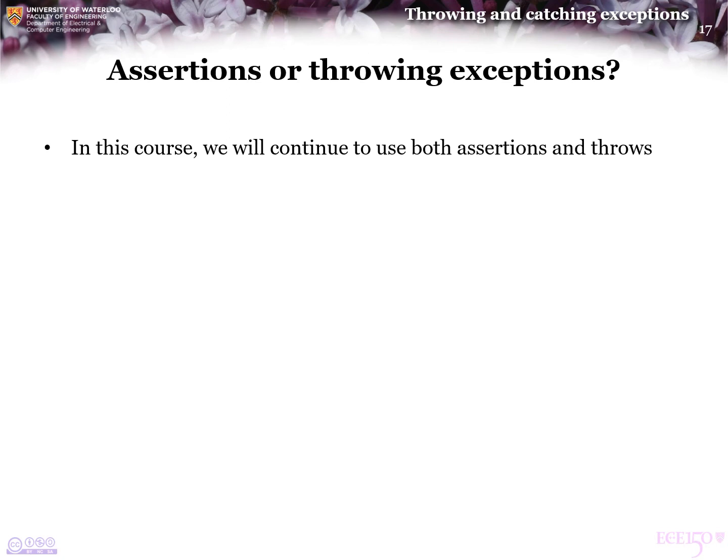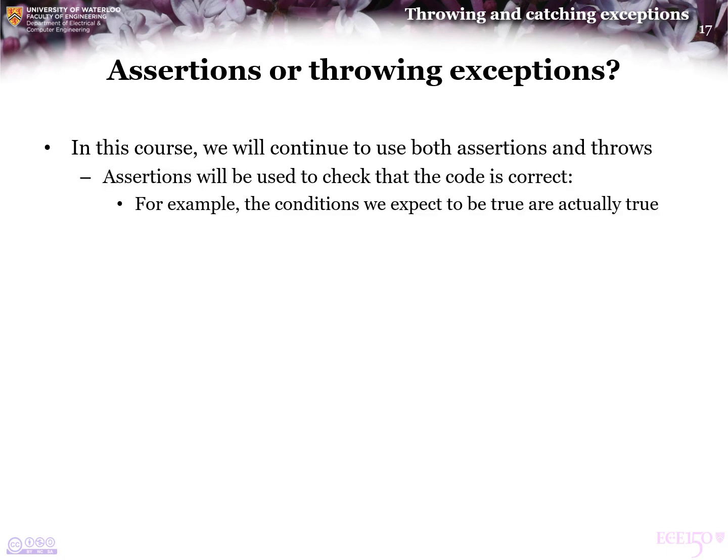You may be wondering, do we use assertions or do we throw exceptions? Well, in this course and in your career, you will continue to use both. Assertions will be used in your code to ensure that the code is executing as expected. That is, you're going to be using assertions to check that conditions you expect to be true are actually true. And if those conditions are false, that means someone made a mistake somewhere in the source code during development.